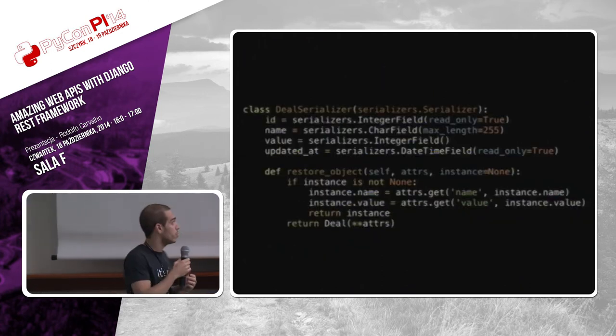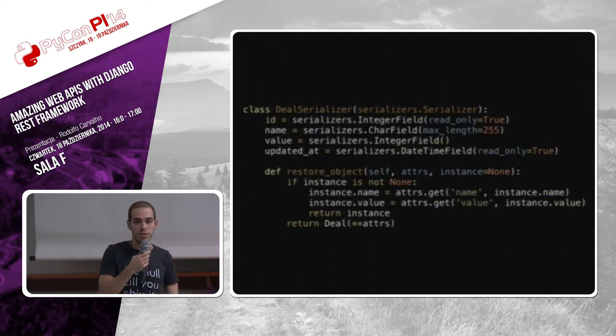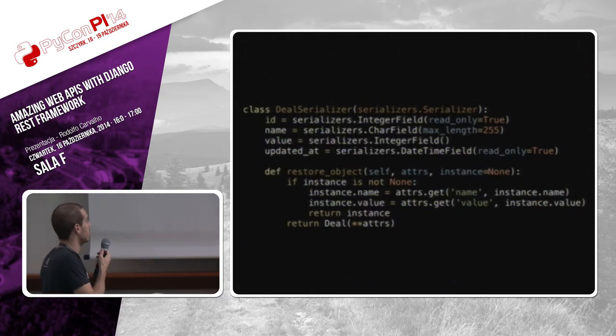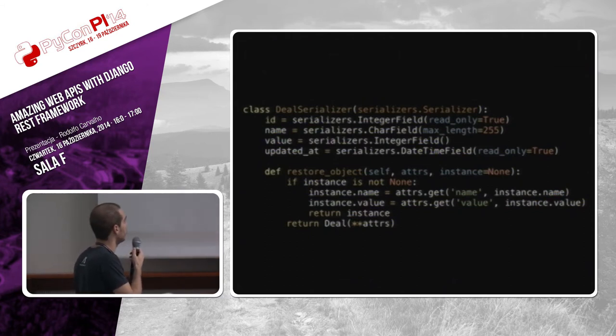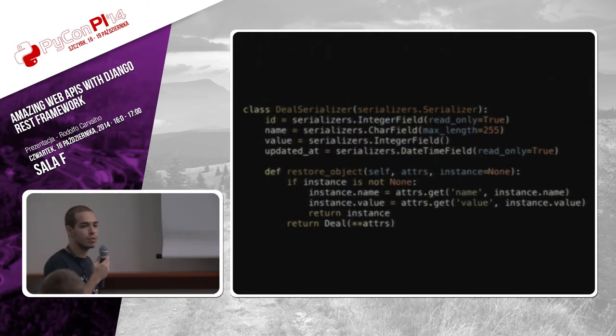Here is how we could have written the previous serializer for a deal, right? Before it had two, three lines. Now it gets more complicated, but it's not very different than Django forms or Django models.